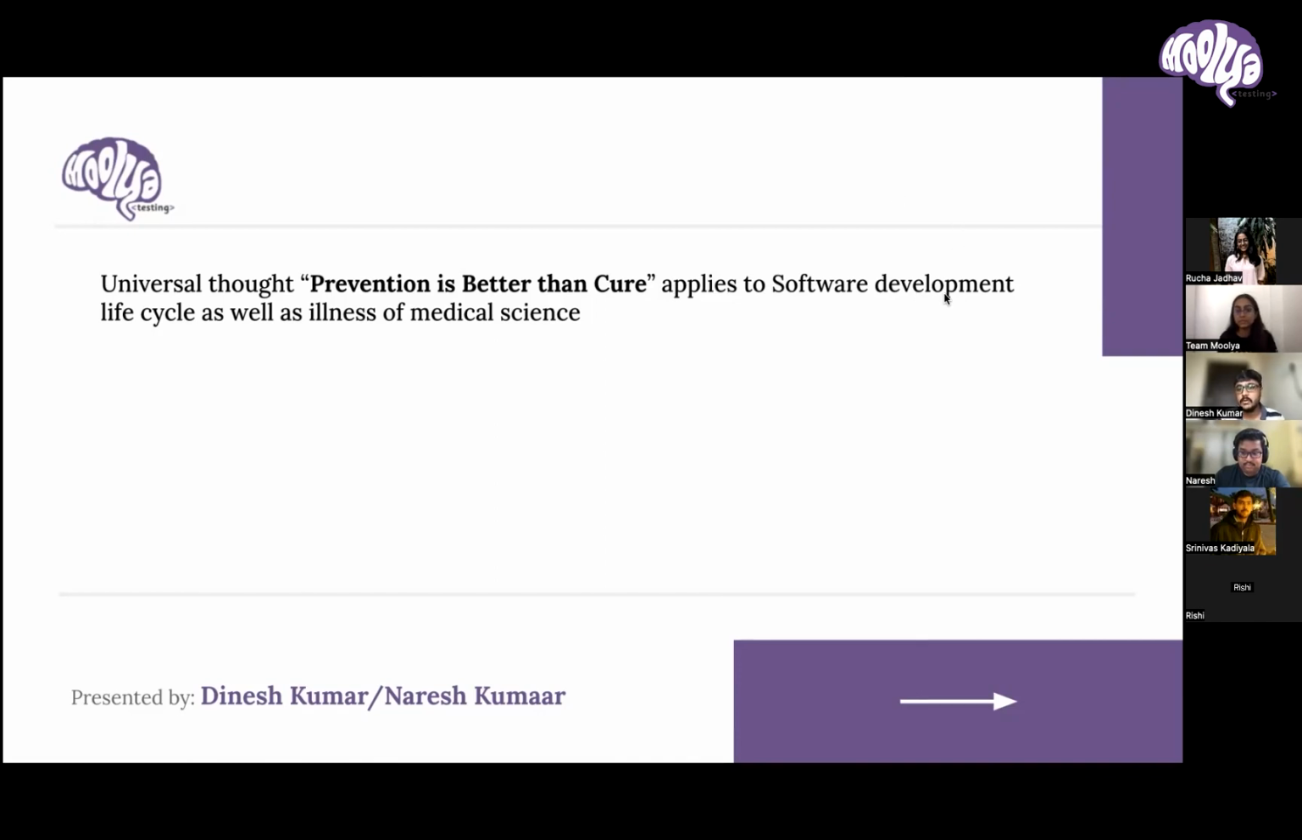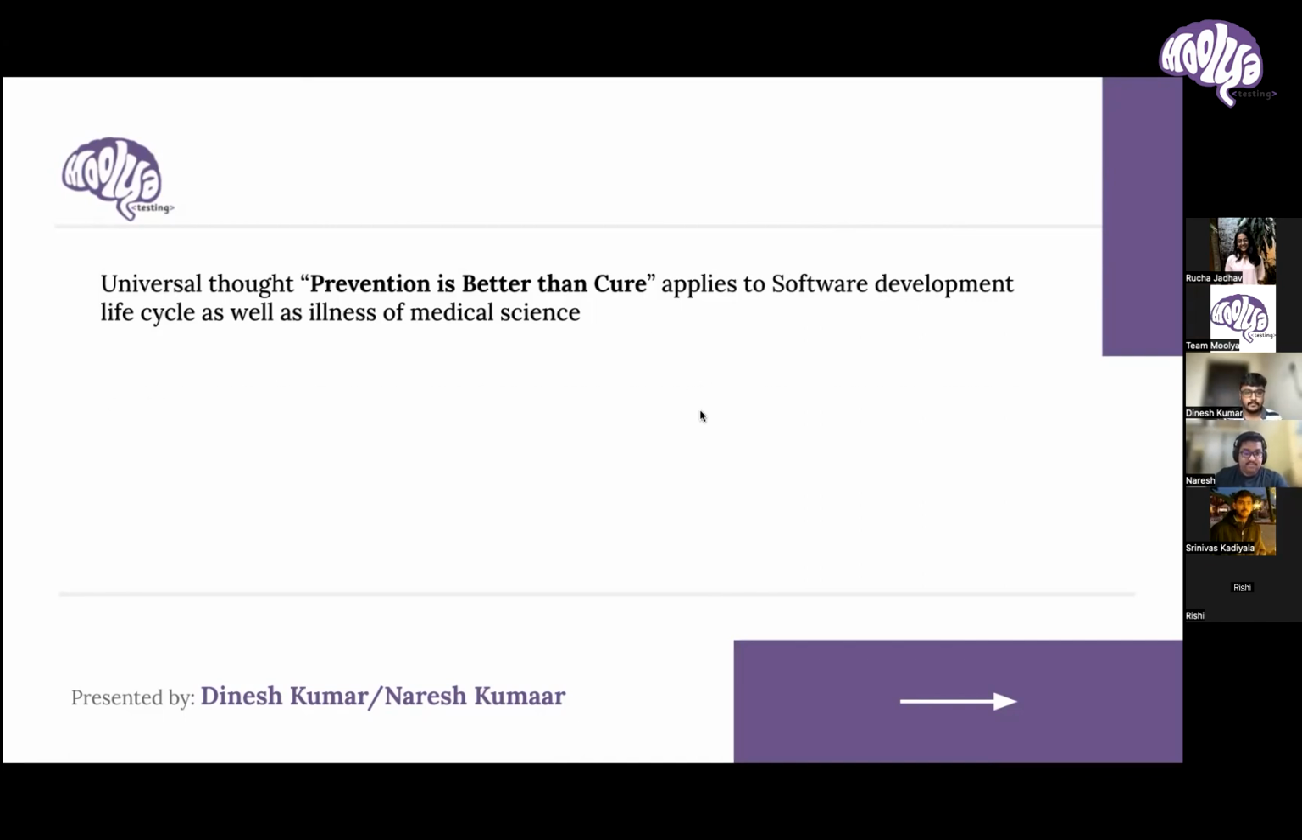Ashok says it's development. Gaurav is also mentioning development. But yes, it starts from the requirement phase itself. Development from requirement as well. Great, thanks.